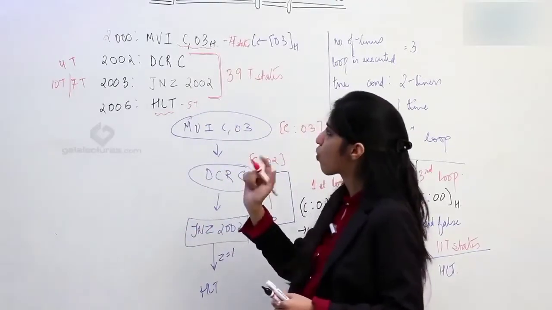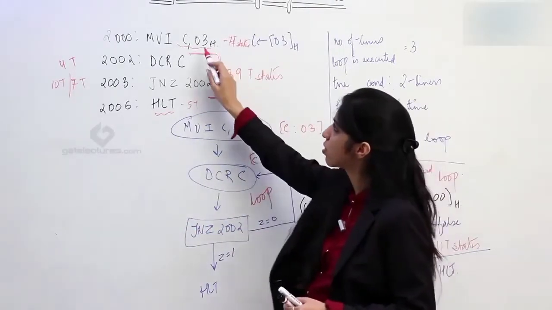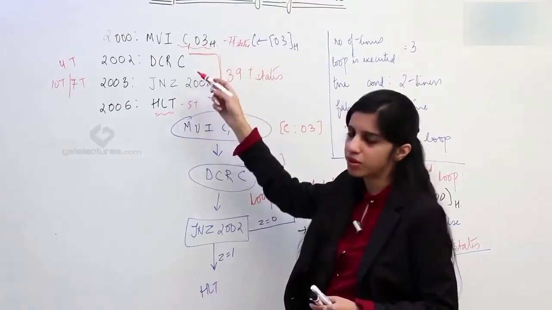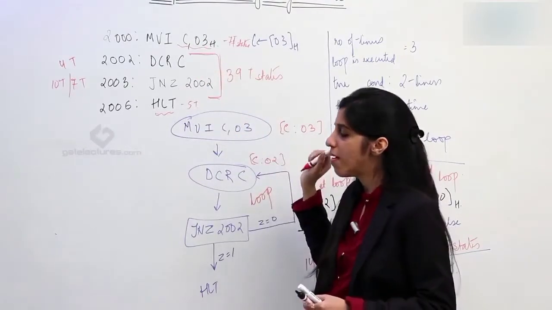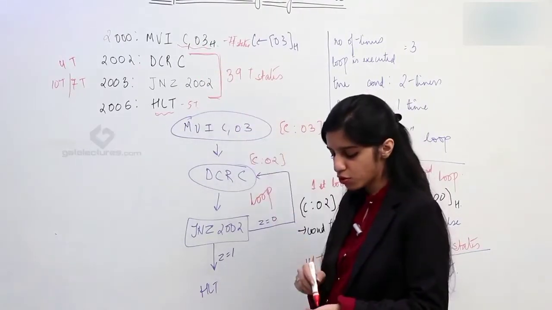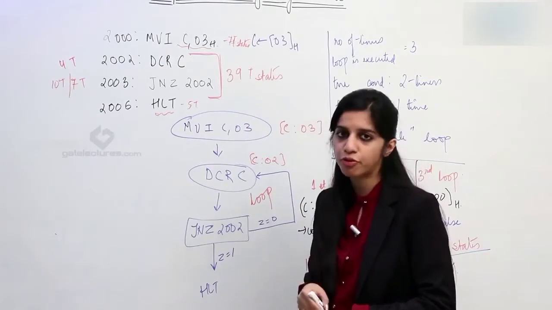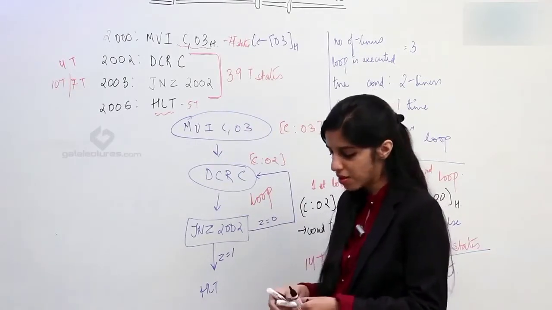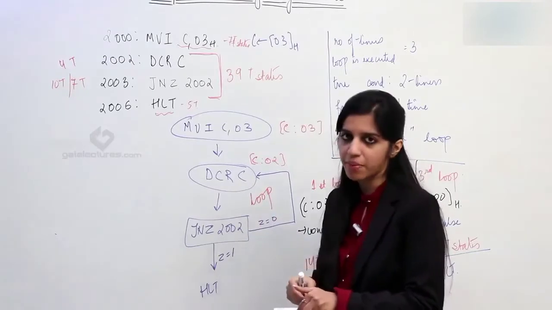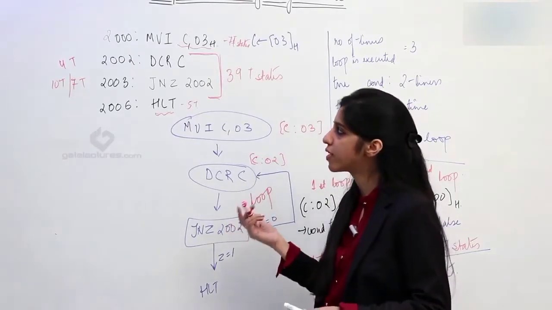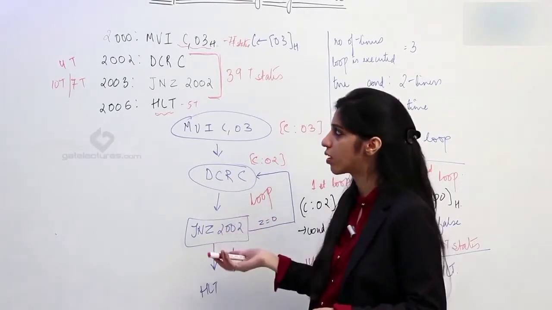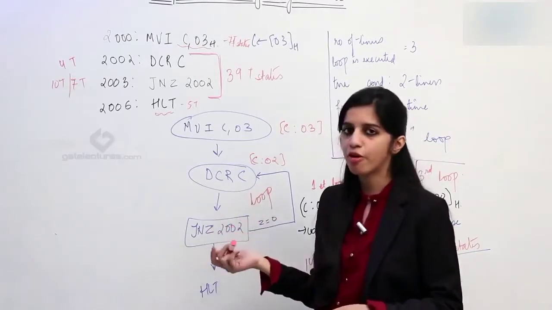See, we have taken a very small example here. We just loaded C with 3. Therefore, 3 times this loop was executed. But we are going to use this concept to produce a delay of 50 milliseconds, sometimes 100 milliseconds. Next, we are just going to look at an example of how you can produce a delay of a desired time period. Suppose you require a time delay of 50 milliseconds.